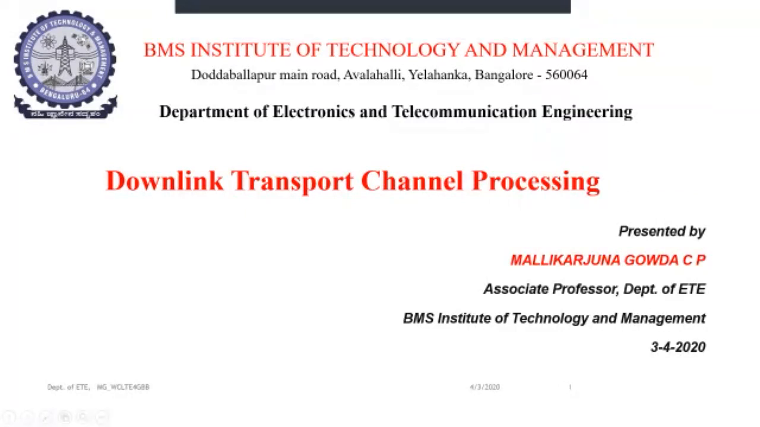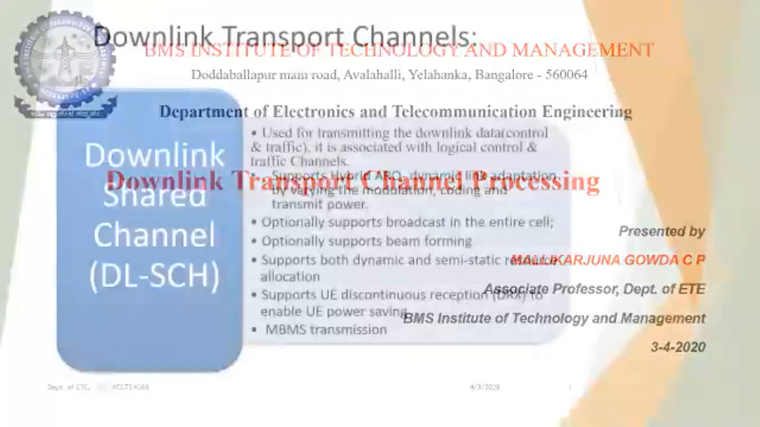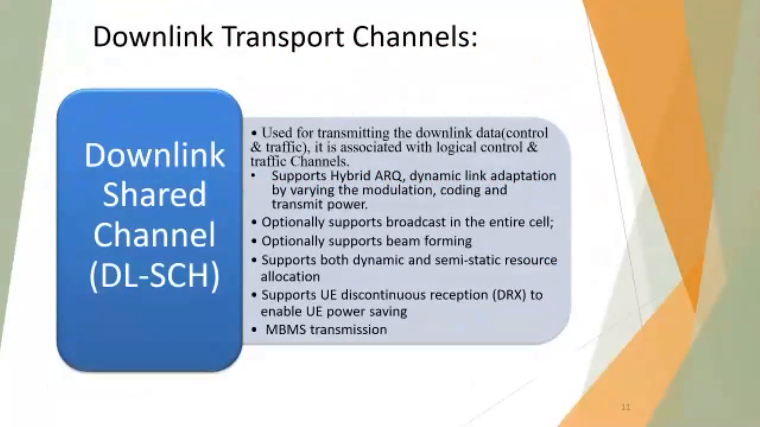So as I said, a downlink shared channel, broadcast channel, paging channel, and multicast channel. These are the four different types of transport channels in the downlink of LTE. So what will the downlink shared channel do? This is used for transmitting the downlink data, that is both control and traffic. So it is associated with the logical control channel as well as traffic channels. It supports hybrid ARQ and dynamic link adaptation.